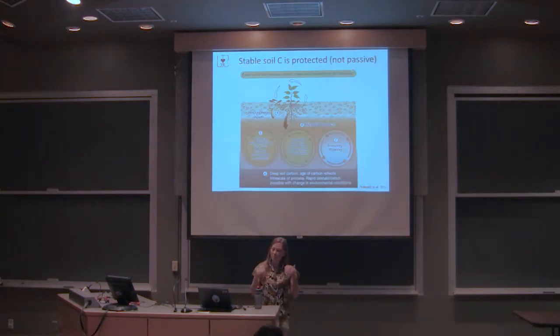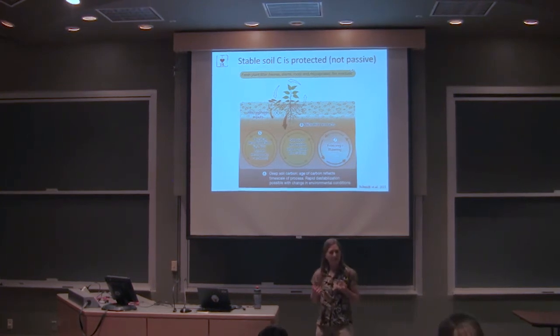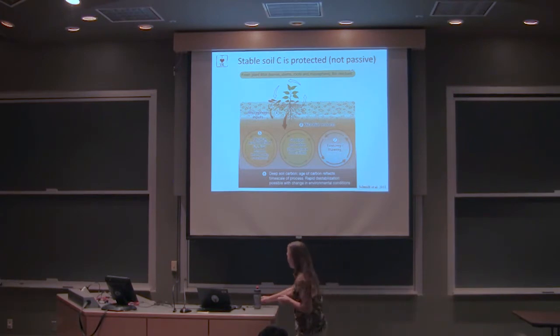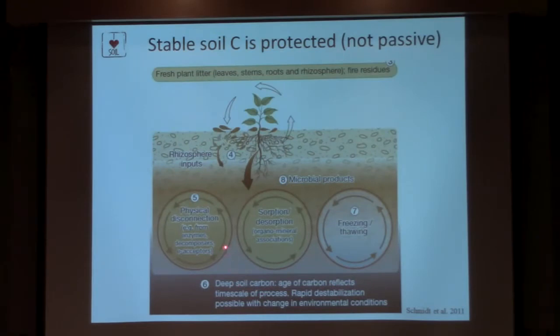More and more research is going into this because, of course, it has climate change implications. So nowadays we're thinking about stable soil carbon as being protected as opposed to being passive. This is a nice little conceptual figure. I cannot claim credit for it. There are different ways that stable soil carbon can become protected from decomposition. Here are some examples: physical disconnection, for example inside of aggregates.